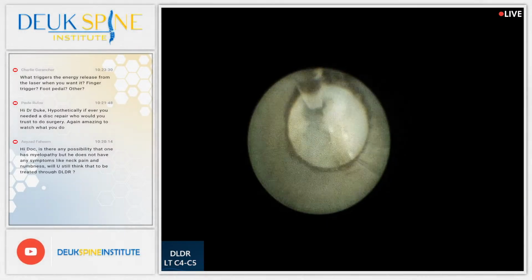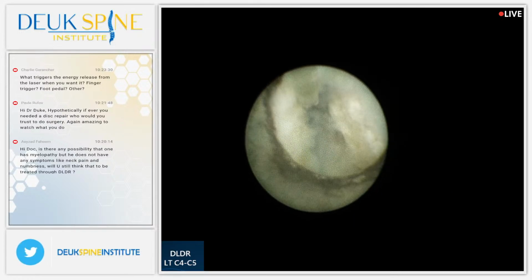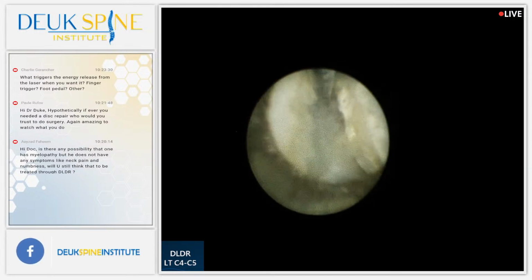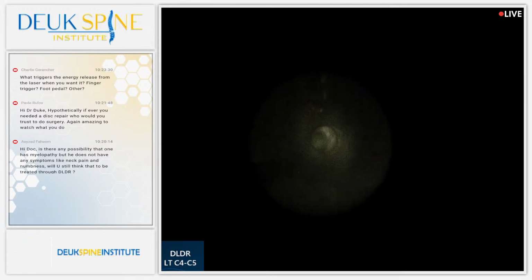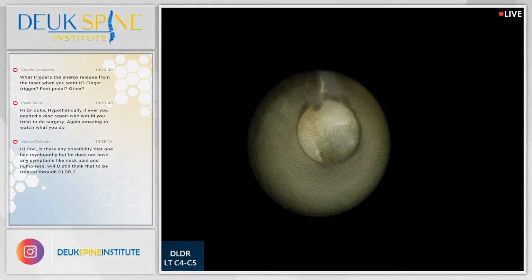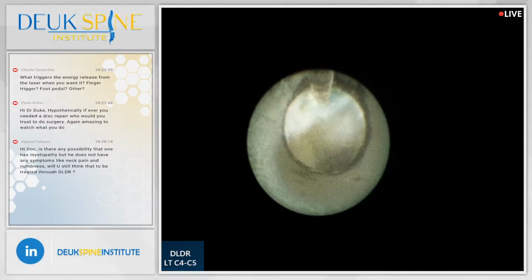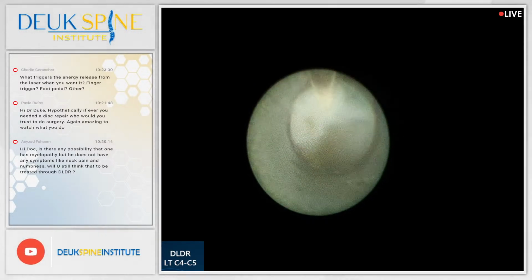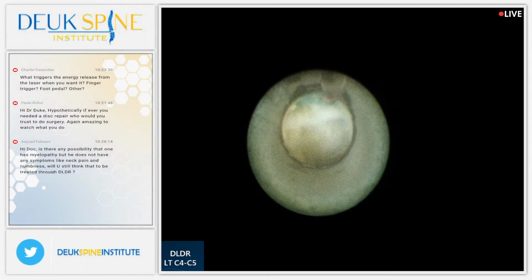This is a level 10 in difficulty. I've got 2 minutes left. A level 10 in difficulty. No doubt about it. This is the hardest herniation I've ever taken out endoscopically in the cervical spine, and it's because it's calcified partially. It's not completely calcified, it's not solid rock like we see sometimes, but it's got a lot of calcium in it, meaning it's been there for a long, long time.